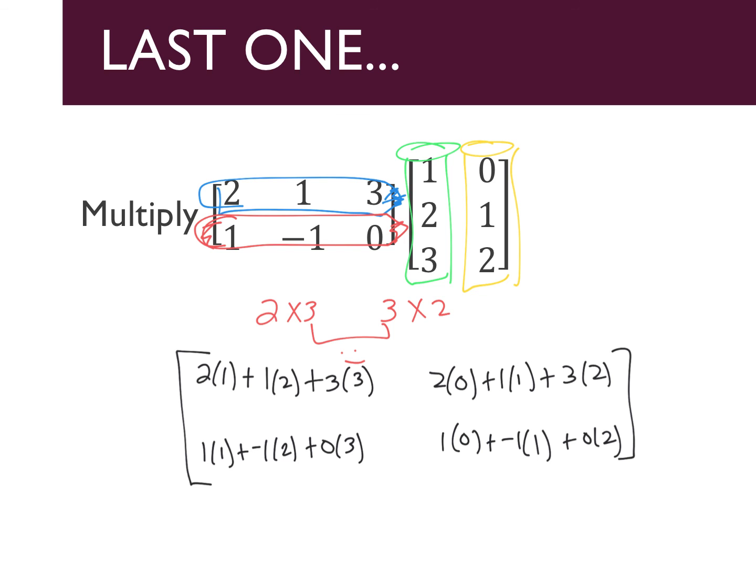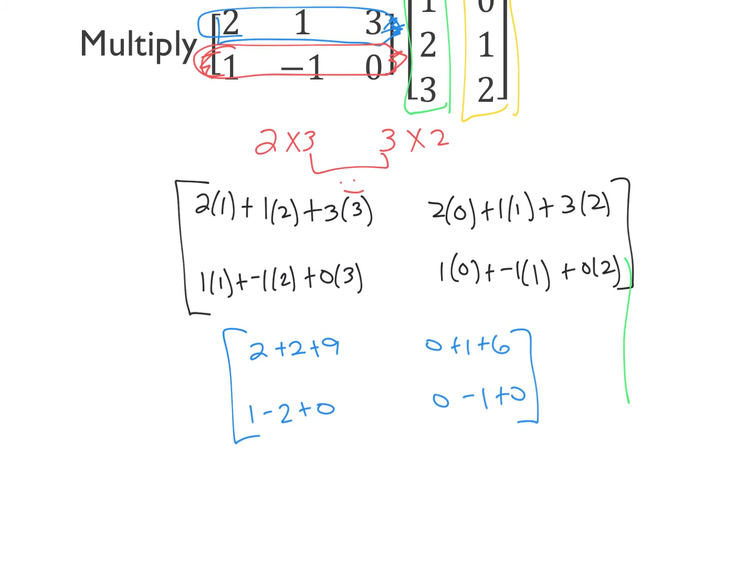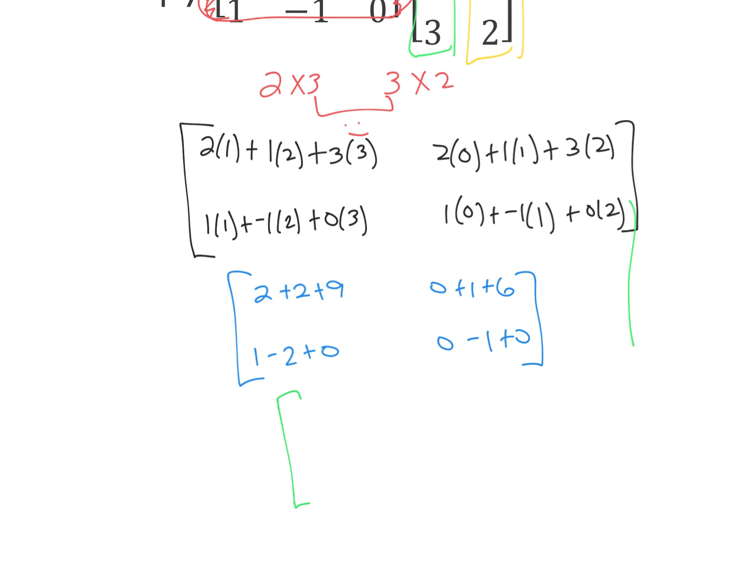Okay, all that's left for us to do is to clean this guy up. So first row, let's see, 2 plus 2 plus 9. 0 plus 1 plus 6. Second row, 1 minus 2 plus 0, and 0 minus 1 plus 0. And then our final answer is just to add our like terms. So 4 plus 9 is 13, 7, row 2, negative 1, and negative 1. And that's our final answer.